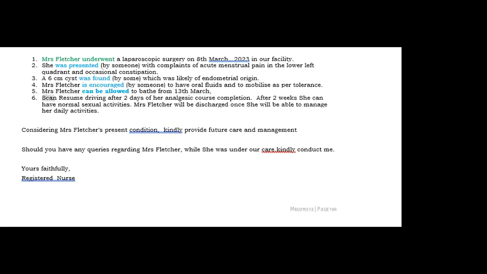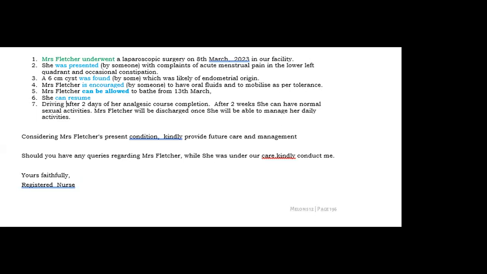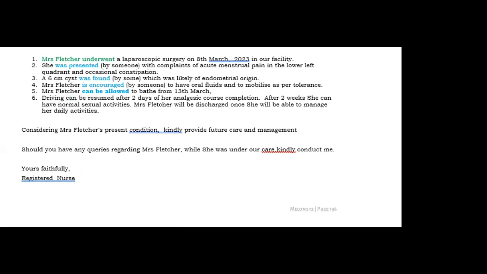Okay, and she can resume. Tell me, is "she can resume" passive or active? Resume is the first form. So, she can resume driving. How do you know it is passive or active? This is not passive, because if it is passive, then the ed form should be there, right? The ed is not here. She can resume is a normal sentence. If you want to convert this into passive voice: driving can be resumed after 2 days of her analgesics course completion.